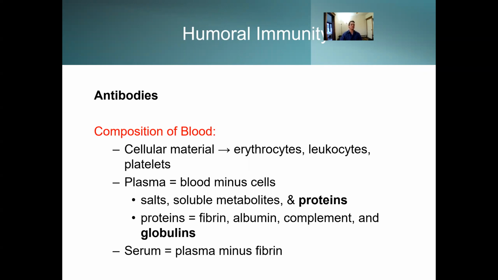So just getting back to our overview of blood. So blood will comprise cellular material. This would be your erythrocytes, which are red blood cells, your leukocytes, which are your white blood cells, and then your platelets. And then the term plasma is just essentially referring to your blood minus the cells. So this will include your salts, soluble metabolites, and proteins. Your proteins here will be fibrin, albumin, complement, and globulins. Important that globulins, this is where our antibodies will be.